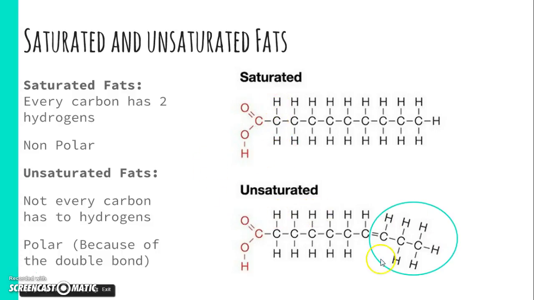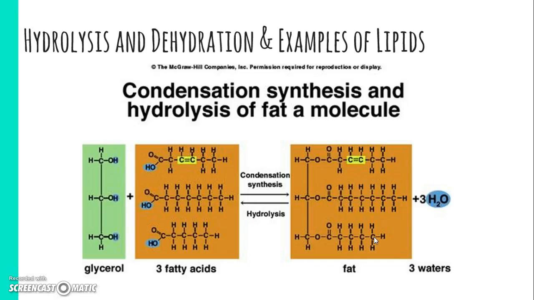Unsaturated fats, you'll notice over here, this is the polar part, and this is the nonpolar. All of this is nonpolar also, and it's polar because of the double bond right here. An example of hydrolysis and dehydration synthesis is with the triglycerol, which is this part right here, and glycerol. When you put them together by taking out water, you can see over here, you isolate the fatty acids, which is the chain.